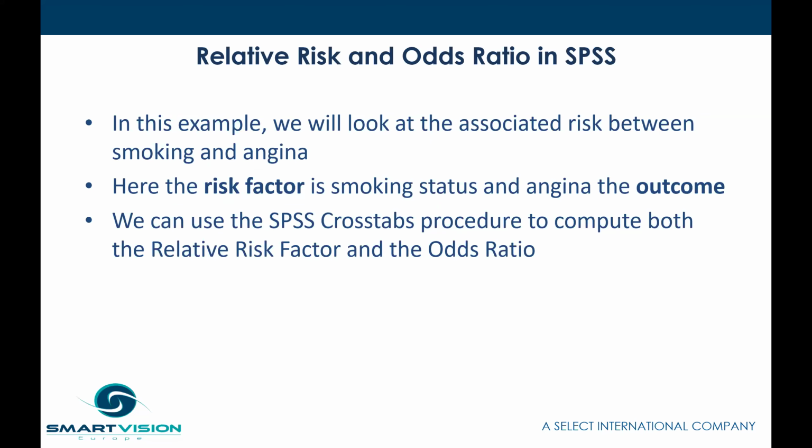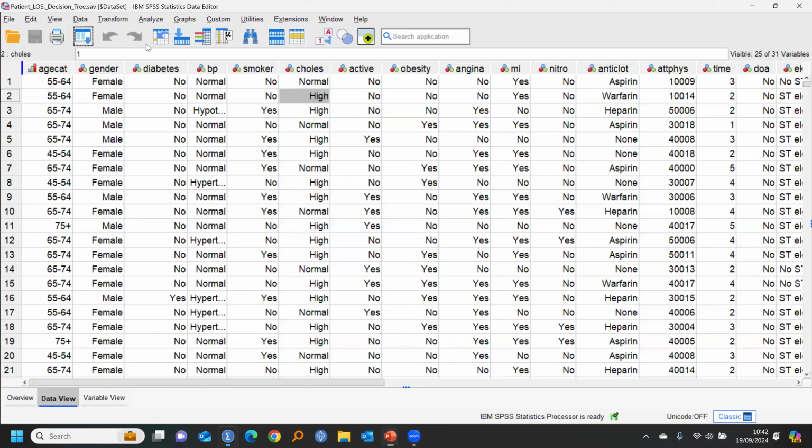So in this example, we're going to look at the associated risk between smoking and angina. Here the risk factor is smoking, and angina is the outcome. We can use the SPSS crosstabs procedure to compute both the relative risk factor and the odds ratio. So I'm just going to jump to the data set here to do that.